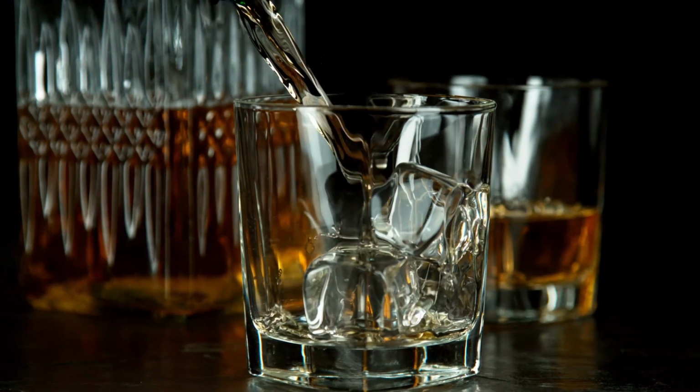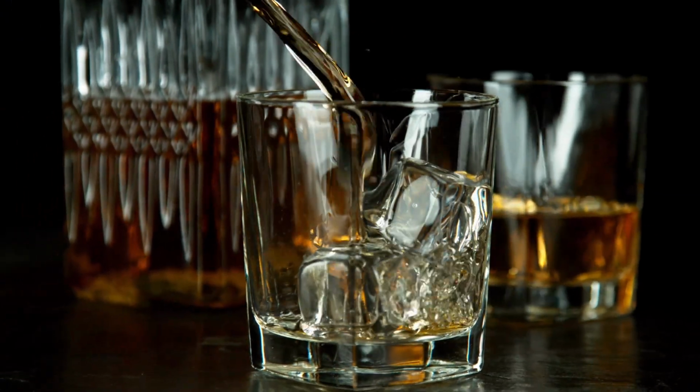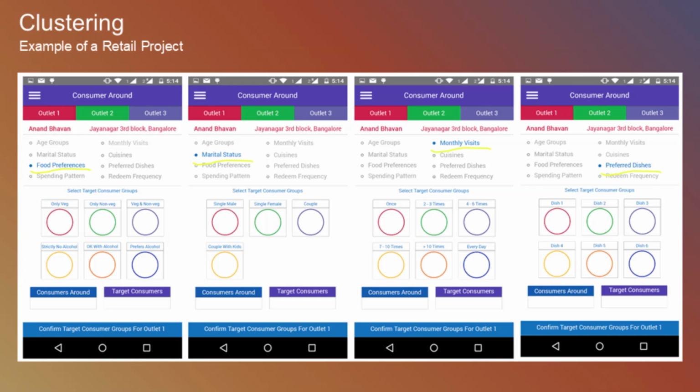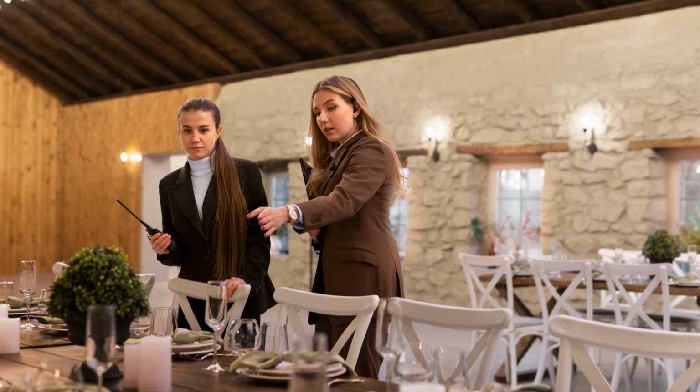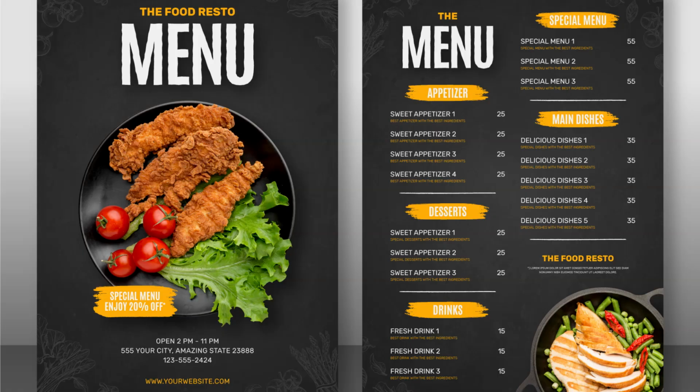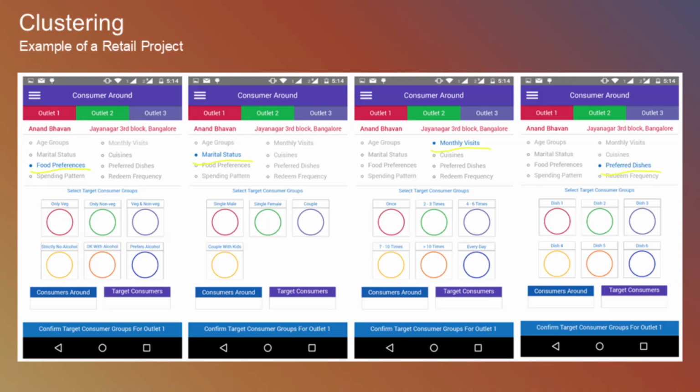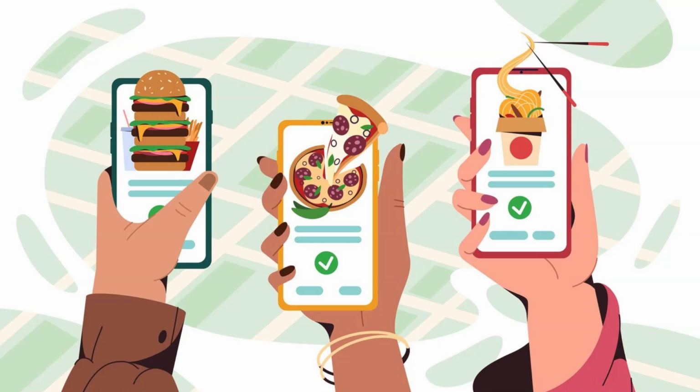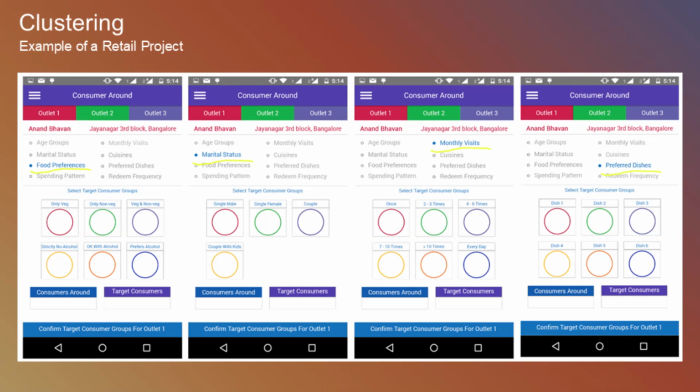and others may even be grouped by alcohol preference. Then we look at marital status, whether the customer is a single male, single female, a couple, or a family with kids. This helps the business plan seating arrangements, promotions, and even menu options accordingly. Another set of clusters is based on how often they visit. Someone who dines once a month is very different from someone who comes in every day. Each group has different value and loyalty potential.